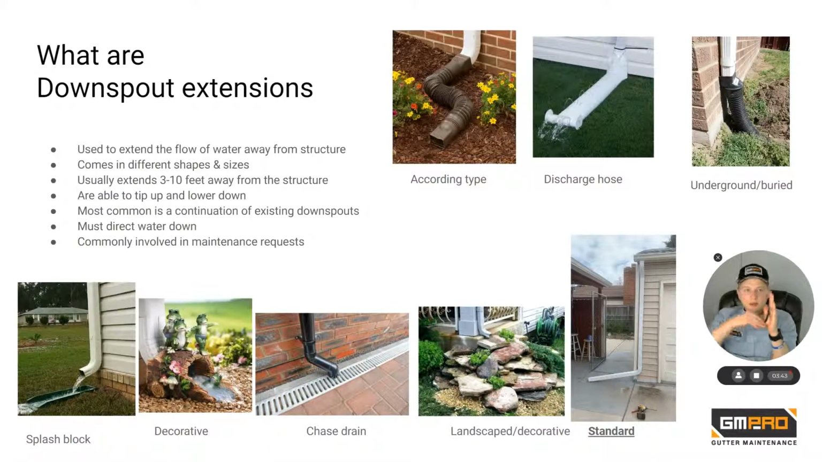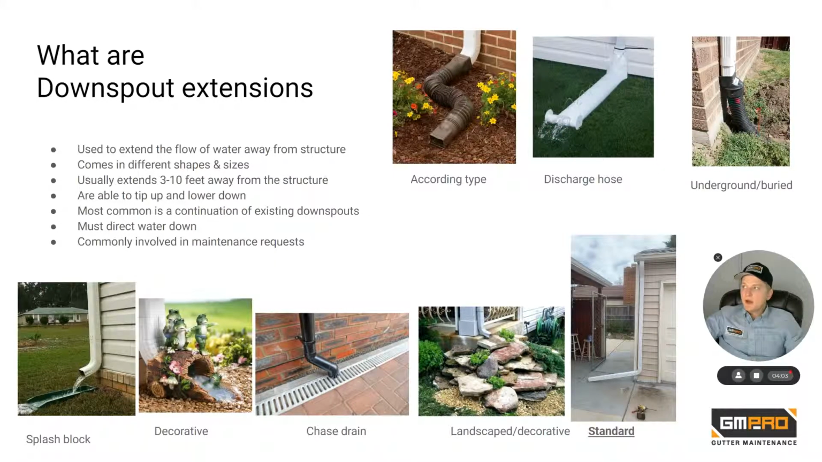And the purpose of that is to drain water away from the gutters and the downspouts, as far away as possible from the building or structure, whatever you're trying to do. There's an accordion type right here. This is something you can get at Home Depot or Lowe's. It's about 20 bucks.